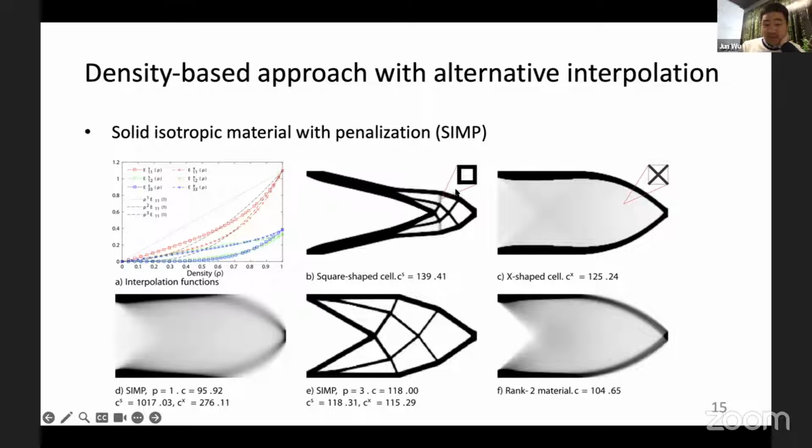If you use a square shape as the unit cell, we recommend using numerical homogenization to evaluate the elasticity tensor and plot the curves, and using polynomials to approximate the relation between the elasticity tensor and the specific porosity of the unit cell, and use that to replace the simple interpolation. That will give better results than using p equals 1 and replacing the gray elements.